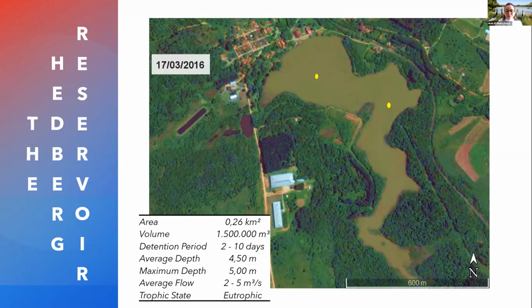And we have 2 points of observation where we monitor constantly. We take data from quality and the other components and temperature. We have a meteorological station there that gives us radiation and other data for our studies.